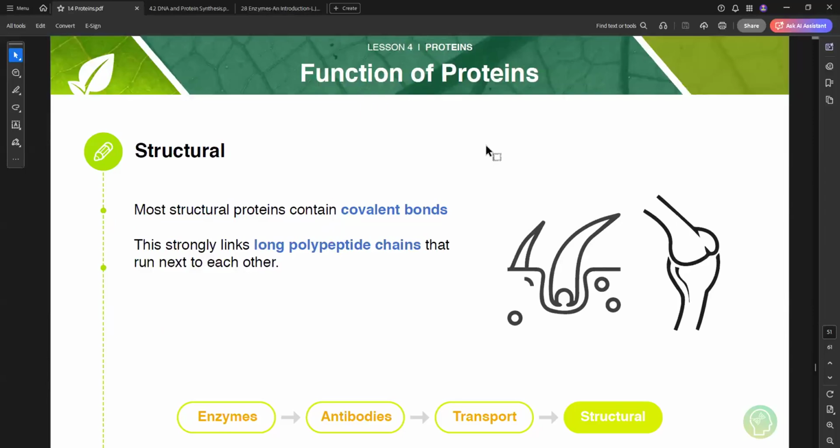It's pretty amazing. And they will have covalent bonds within them. You think about your peptide bond, that is in itself a covalent bond. And then other levels, so your secondary, tertiary, quaternary will also have the possibility of covalent bonds forming. And this is going to allow those long polypeptide chains to link strongly to one another and form those specific shapes.